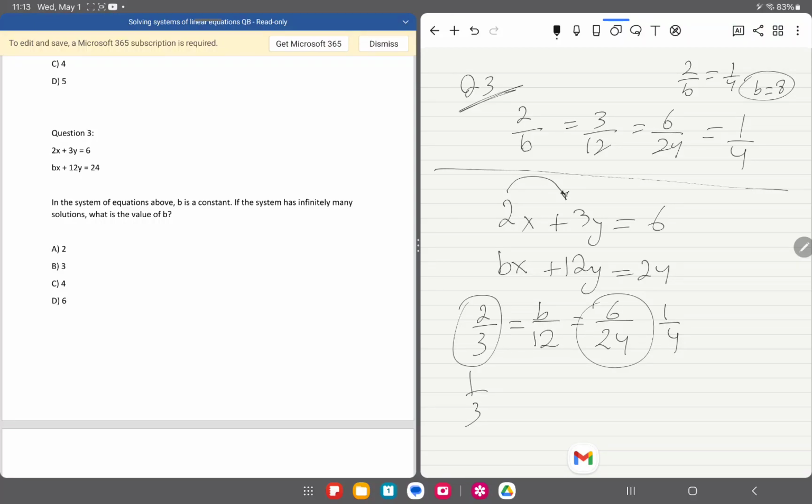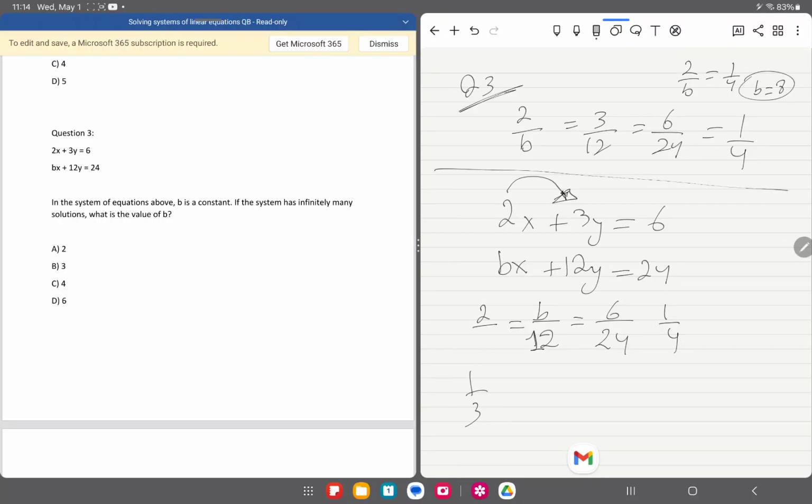I'm trying to think out loud, like I'm considering myself as a student trying to solve, so I want you guys to also consider these types of scenarios. I'm showing you these scenarios and trying to overcome them as well, to show you how someone should think. So 2 over 3 is equal to b over 12 is equal to 6 over 24. This one is 1 over 3. Now this one is not equal to this one, so I can't really use this method.